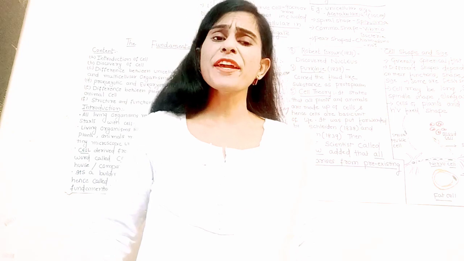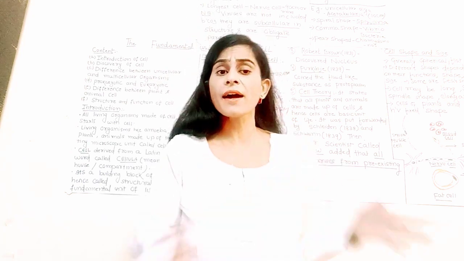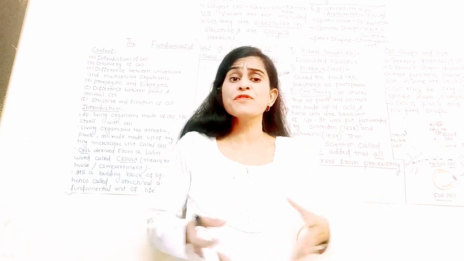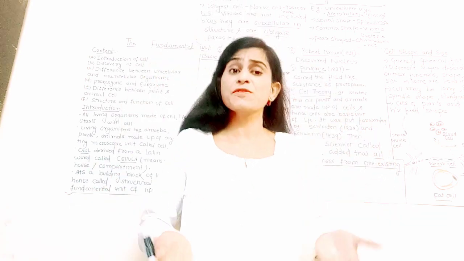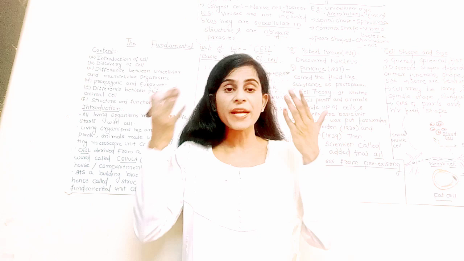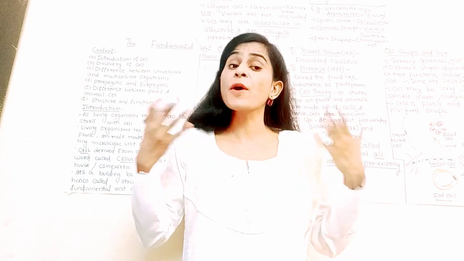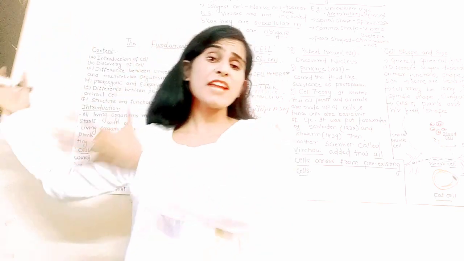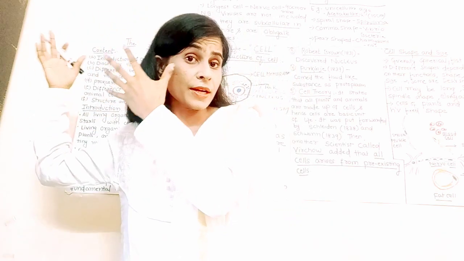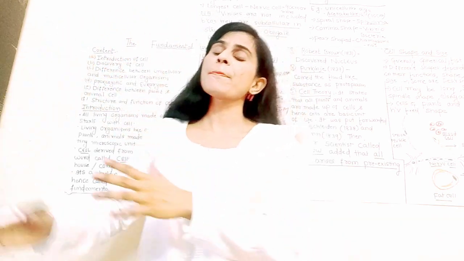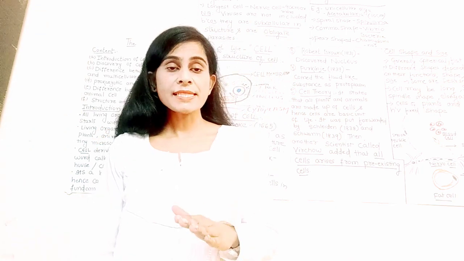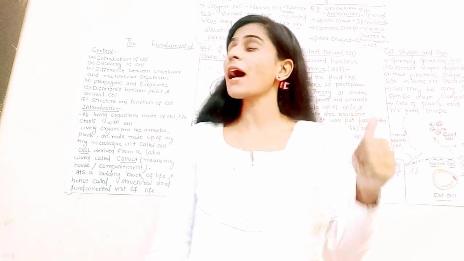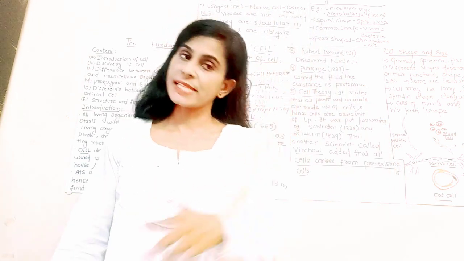So all the living organisms in the entire universe, whether microscopic, which we can't see with our naked eyes, or a huge elephant or whale, are all made up of cells. So one thing is clear: every living organism is made up of cells, guys.